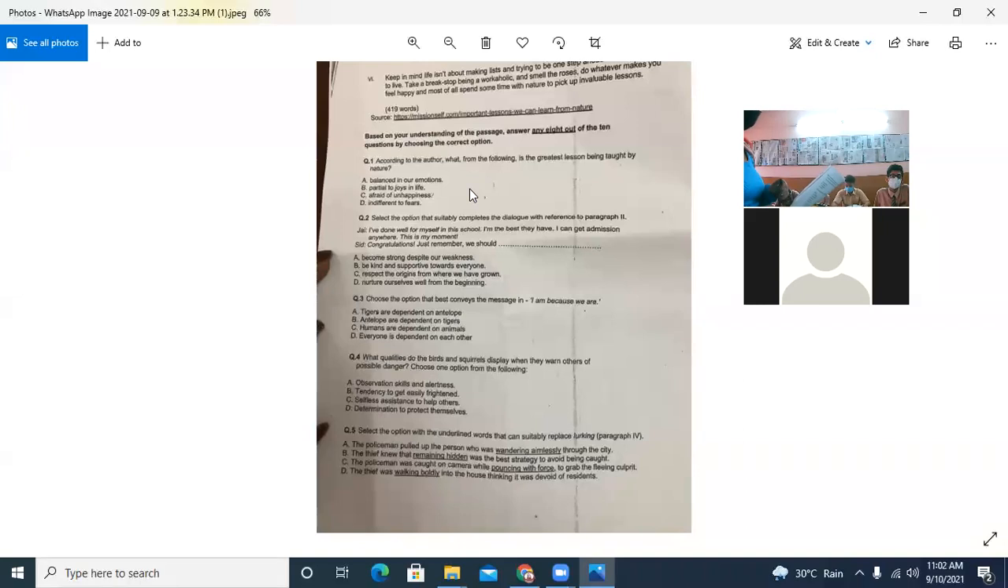Life is to live. Take a break, stop being a workaholic, and smell the roses, do whatever makes you feel happy, and most of all, spend some time with nature to pick up invaluable lessons. It means nature is a great teacher. From nature, we should learn different lessons. So this is the complete passage that we have read.